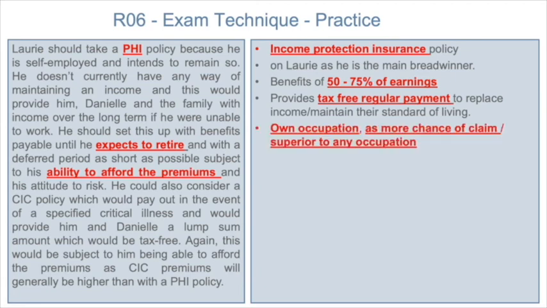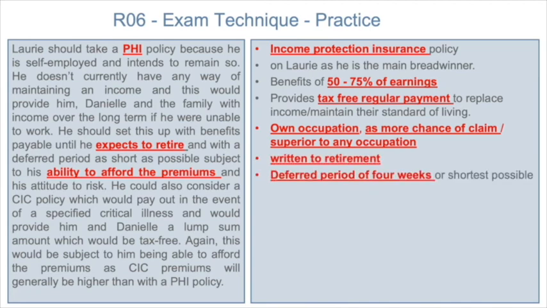And then we're also going to recommend and justify the own occupation. There's a couple of ways to justify that, because you can put that it's more chance of a claim, or it's superior to any occupation in terms of the definition of the plan. So 2 marks there. Written to retirement or term to retirement, we have another mark there.